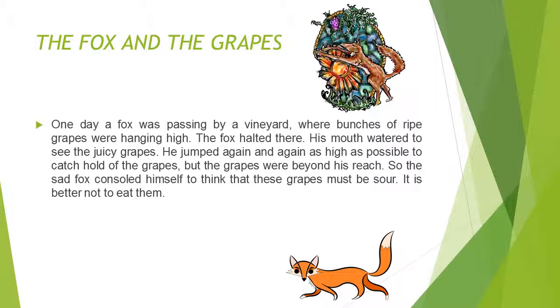So everyone ready? We are going to read it together. The Fox and the Grapes. One day a fox was passing by a barnyard where bunches of ripe grapes were hanging high. The fox halted there, his mouth watered to see the juicy grapes. He jumped again and again as high as possible to catch hold of the grapes, but the grapes were beyond his reach. So the sad fox consoled himself to think that these grapes must be sour. It is better not to eat them.